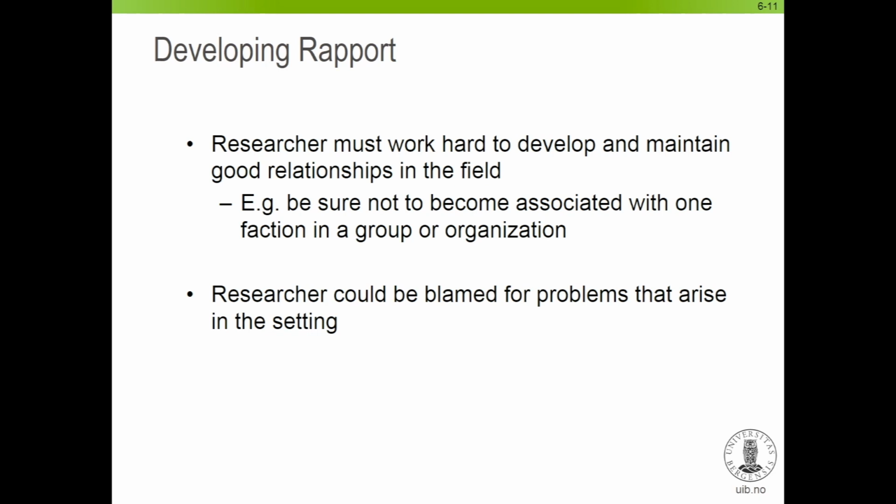For example, you must be sure that you're not associated with one faction in a group or an organization, so that you are fairly neutral if you're studying power relations, for example. Otherwise, your study can be totally ruined, and you can also do harm to study participants. And you can be blamed for problems that arise in the study setting.